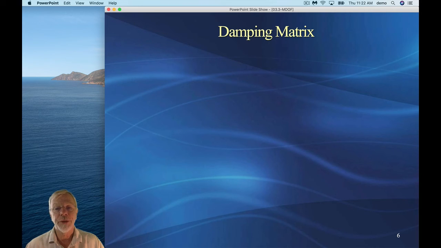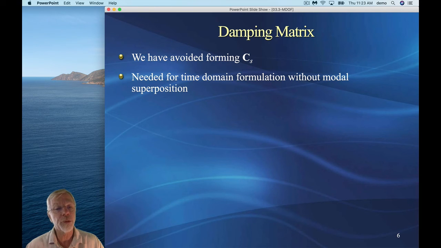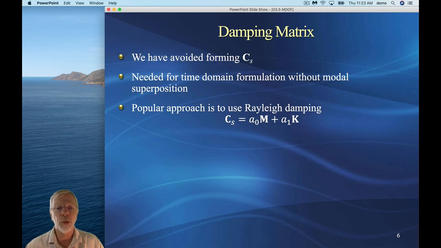Okay, let's look at the damping matrix, because we've kind of glossed over that. We have seen that if we follow this, what's called modal decomposition, to form the single degree of freedom modal equations, we don't need to form C sub s. However, we do need C sub s if we're going to follow a time domain formulation of the multi-degree of freedom problem without modal superposition. A popular approach is to use so-called Rayleigh damping, which is shown here, where C sub s is equal to some coefficient times the mass matrix plus another coefficient times the stiffness matrix.